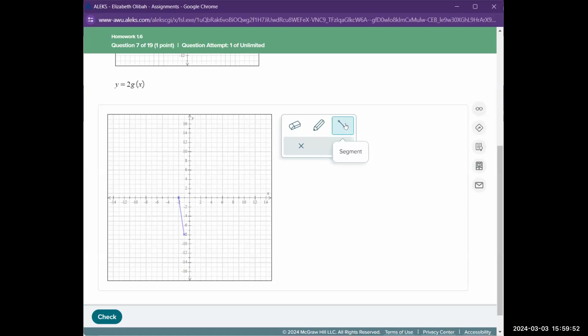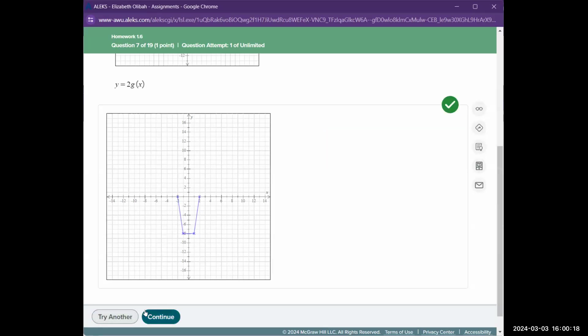Okay, now I'm gonna have to hit segment again to do the next line, which starts there, but goes to my next point of +1, -8. And then finally, I'm gonna start there and go to my last point, which was 2, 0. So it should look similar, just since this one was multiplied by 2, it stretched. So it looks right to me. Let me check.